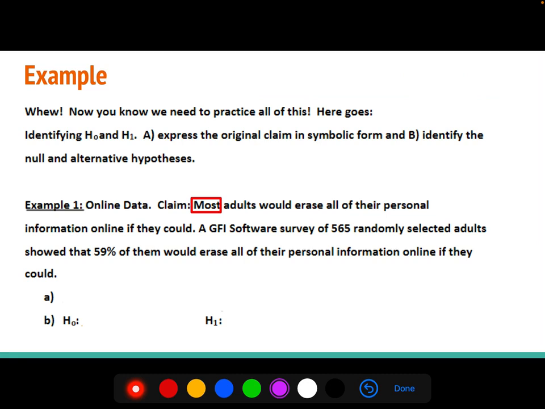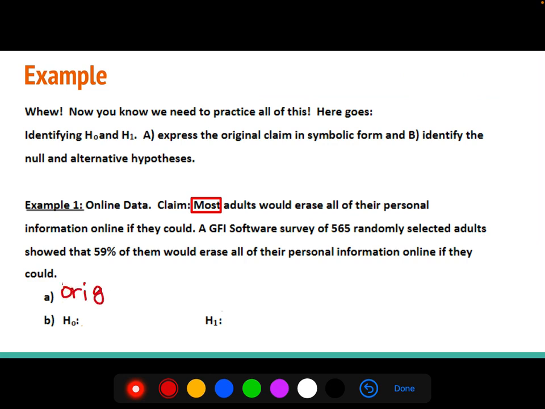Now, let's practice this step because there's a whole lot there. So first thing we're going to do is practice figuring out what the null hypothesis is and what the claim is. So in part A, we'll express the original claim in symbolic form, and B, identify the null and alternative hypotheses. That's all we're going to do from a word problem. So most adults would erase all their personal information online if they could. A GFI software survey of 565 randomly selected adults showed 59% of them would erase their data, okay?